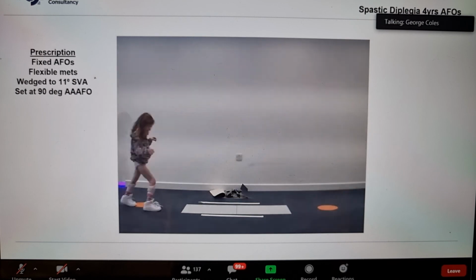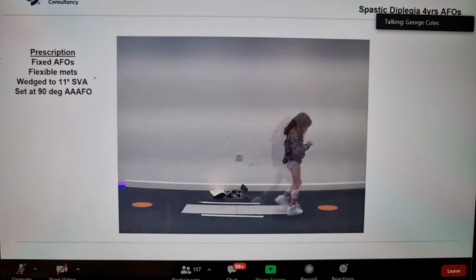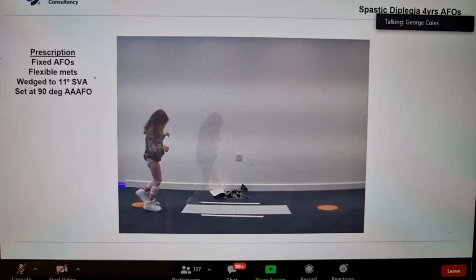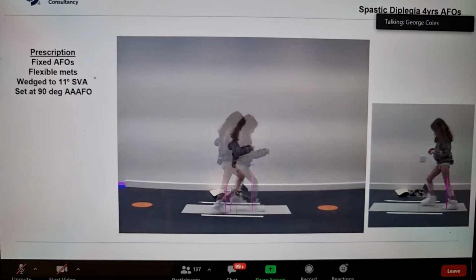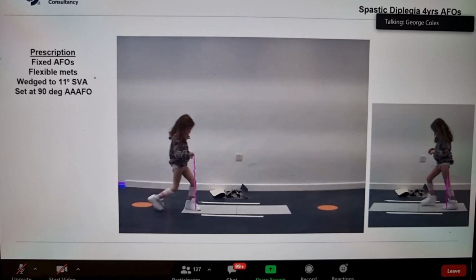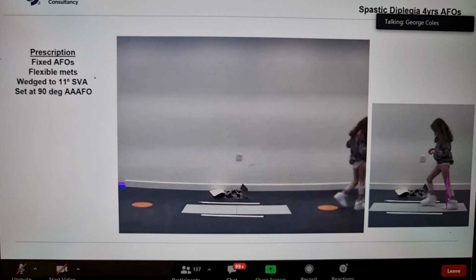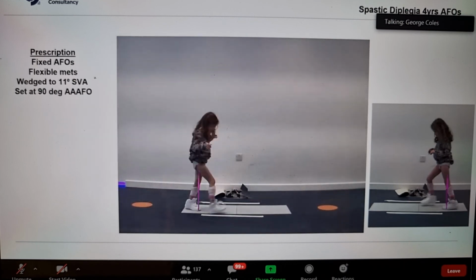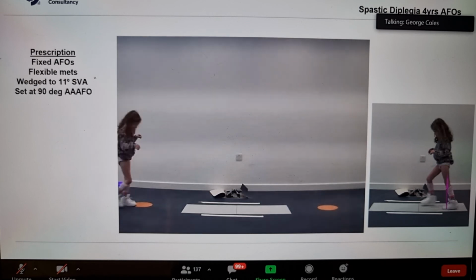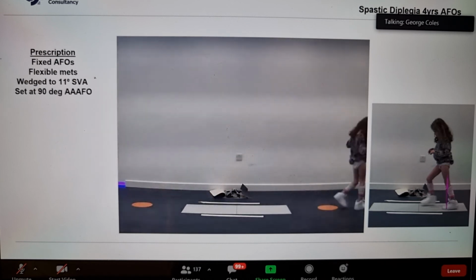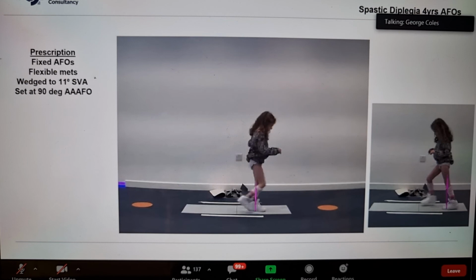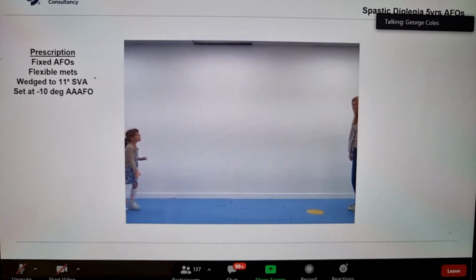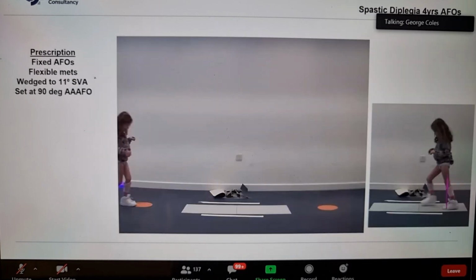But as you can see, her knees are not hyperextended anymore. At terminal stance on the right, we've got quite a good GRF. It's going through the knees, going through the posterior of the hip. So you've gone from a very dangerous, potentially multiple contractures forming, to quite a stable, quite a healthy walking pattern, really. I'll just go back over.